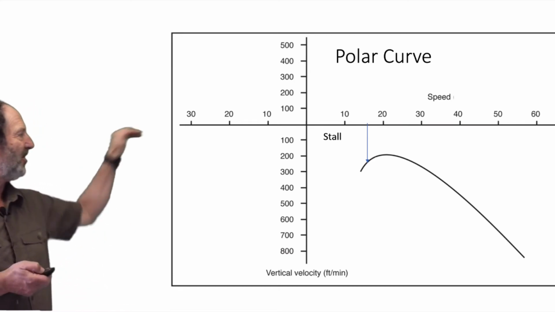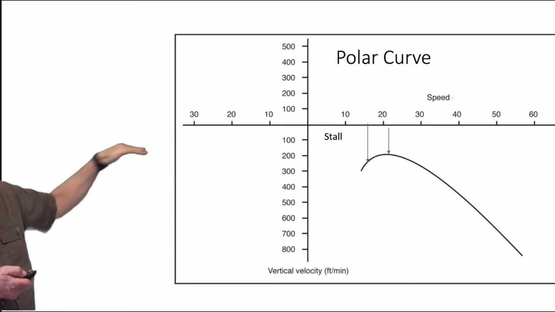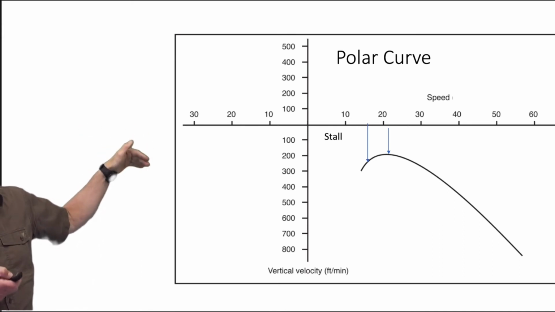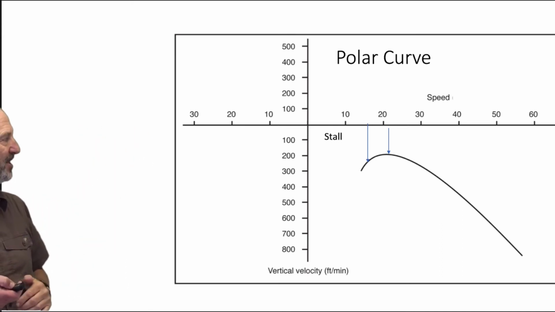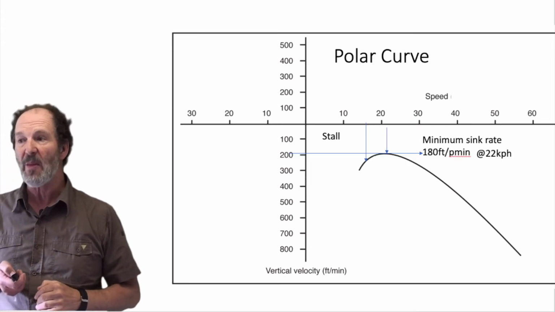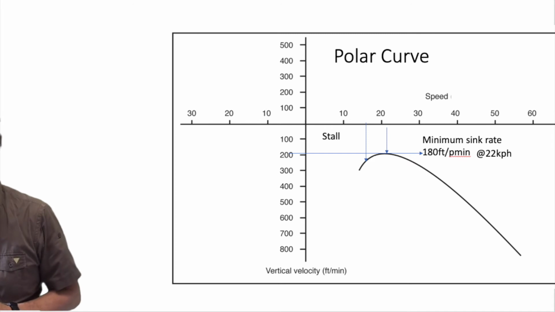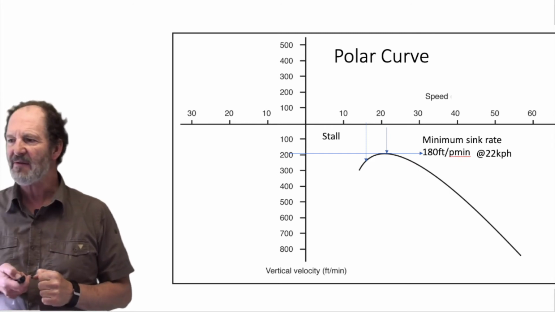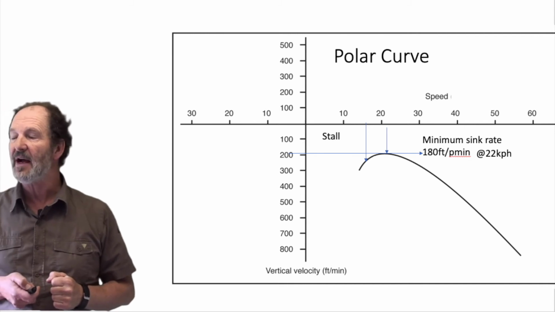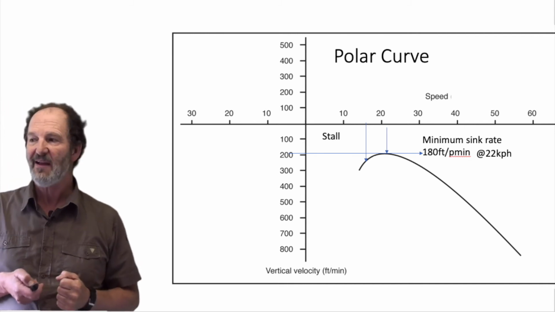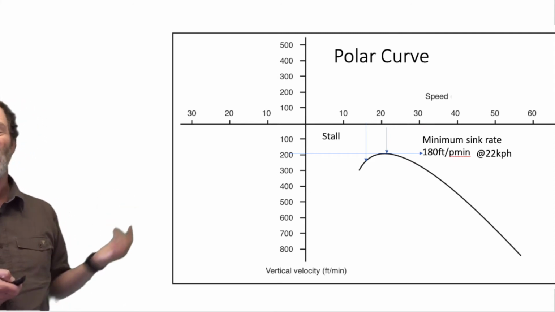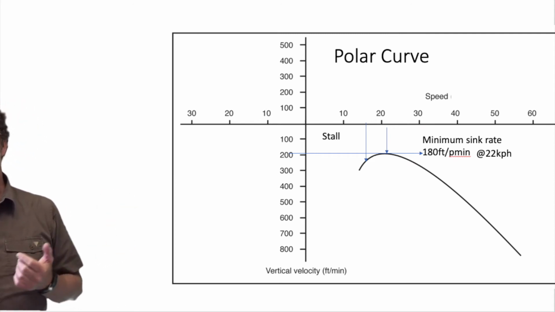The top of the curve, where the sink rate is the least, is the speed at which our minimum sink rate occurs. So obviously the minimum speed of sink. And we can look across, we draw another line the other way and work out what that is. So in this case, I think it's about 190 feet per minute, according to this. And we can also work out when it occurs, and that's at 22 kilometers per hour on this example. So that's how it works.